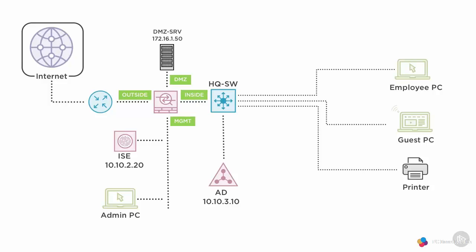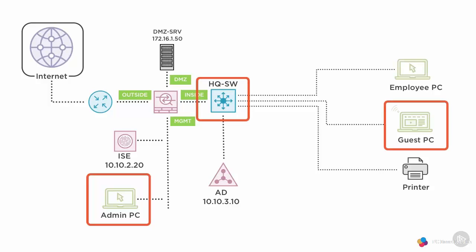Essentially what we'll be doing is working with the admin PC as we configure ISE. We'll be going onto the command line of the HQ switch, and we'll be testing from our guest PC and our employee PC. Primarily our guest PC in this particular course, because we're going to be providing guest access. Now we may do some things from the employee PC as well, but again, primarily we're talking about guest access.